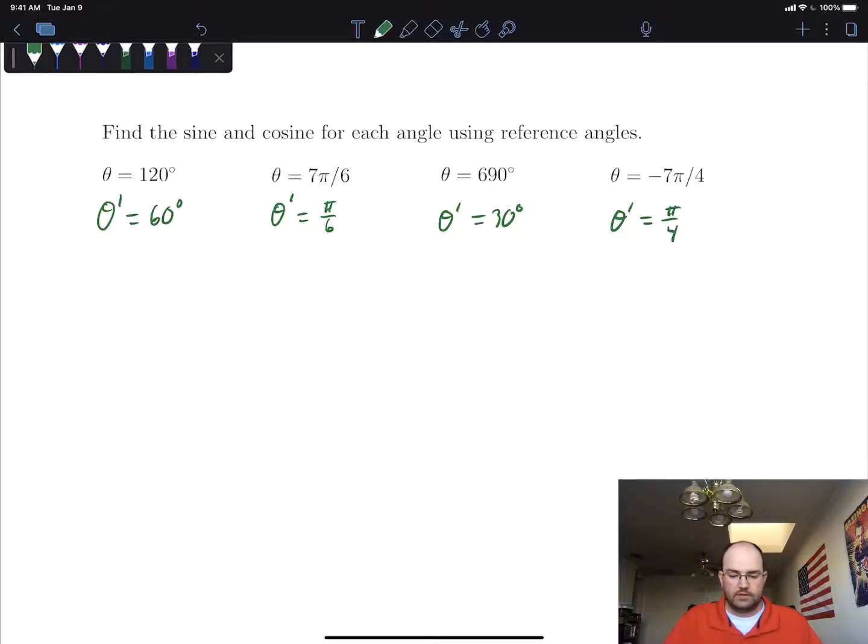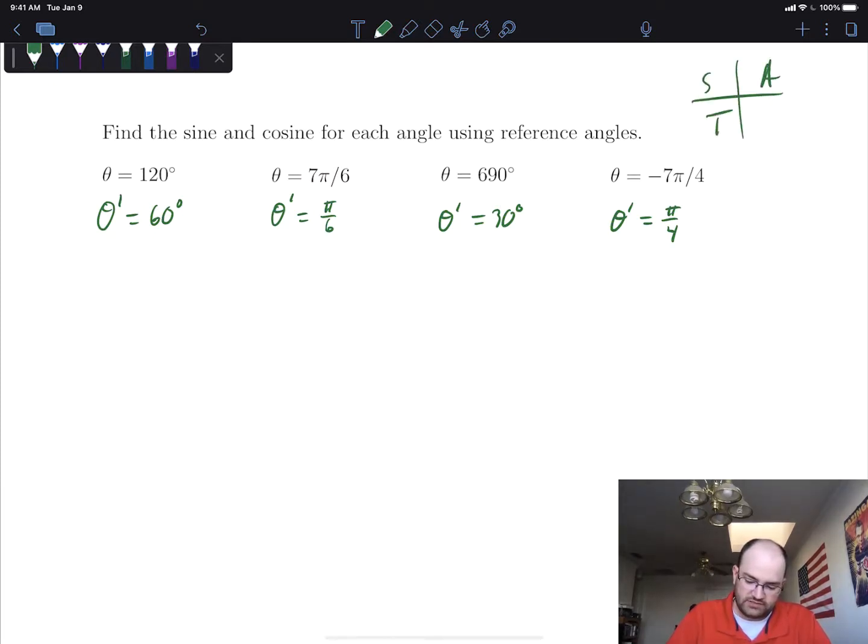Hello. In this video, we want to find the sine and cosine for each angle using reference angles. Now, here's the thing. We know the reference angles for each one of these because we just did that in a previous video. I've already written down the reference angles for each one. So first of all, we have theta equals 120 degrees. And I'm going to go ahead and draw this real quick.